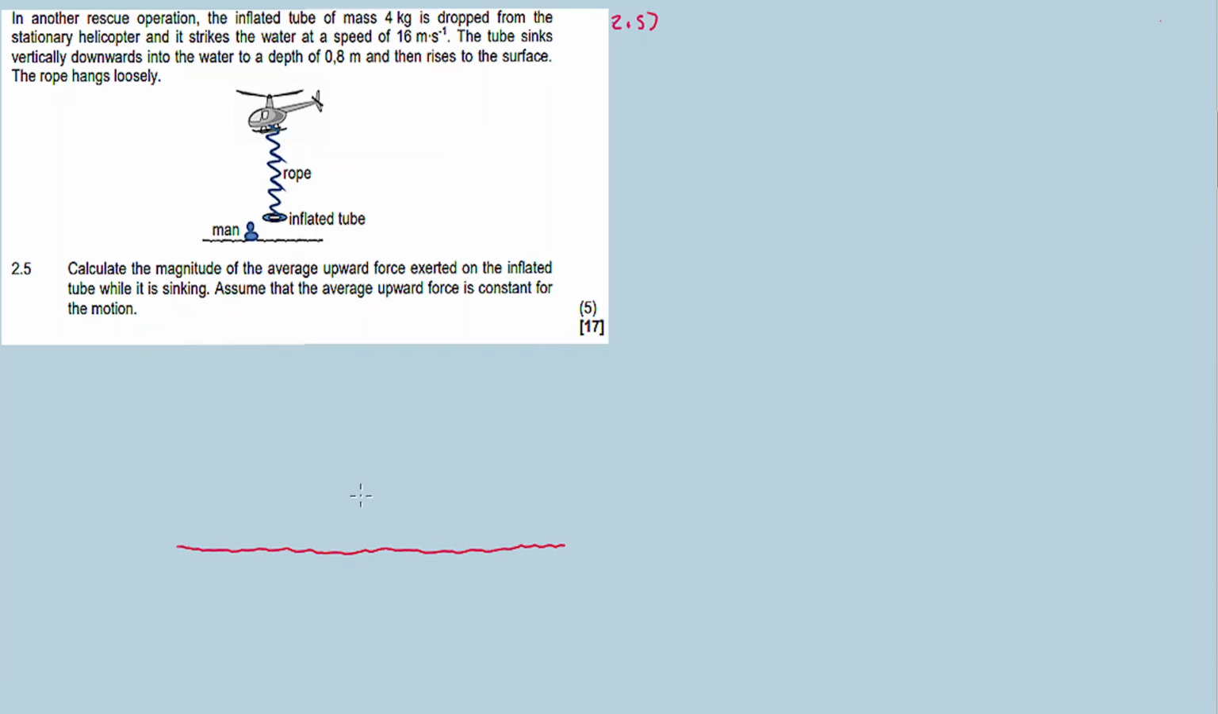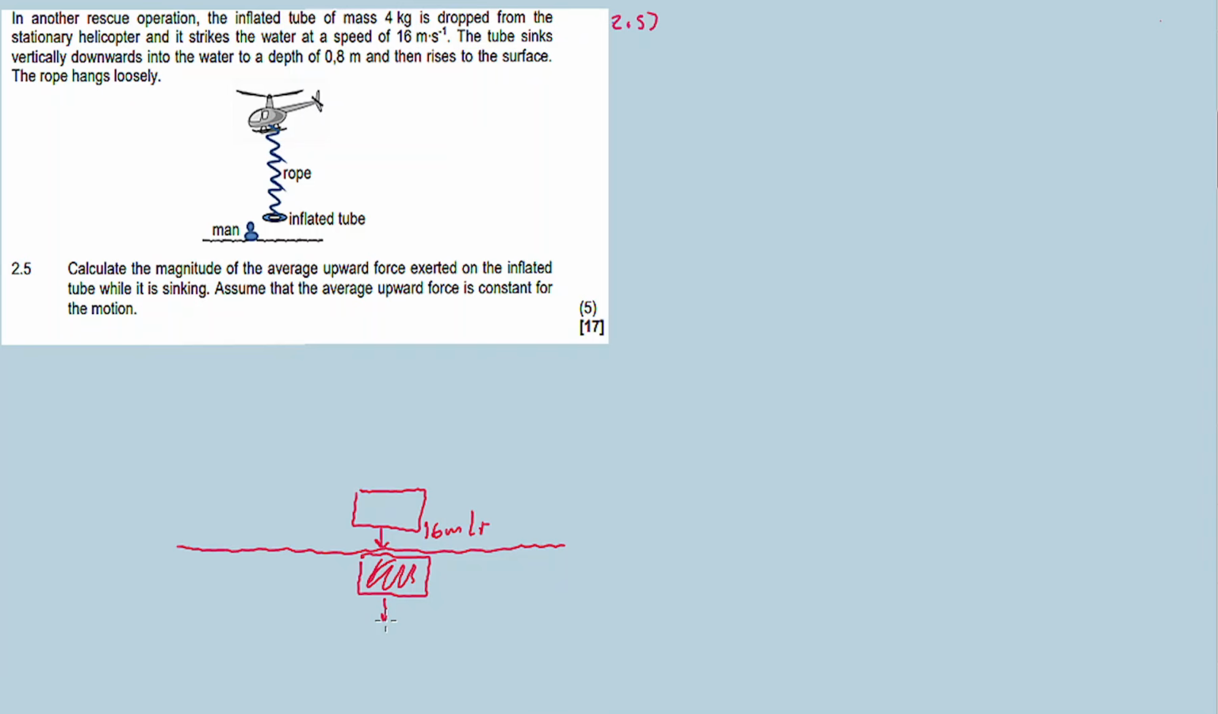Right? Now our tube, let's say the tube is sort of like a box. Now the tube strikes the water at 16 meters per second. Then it enters the water. Boom. It has entered, but it's still going down, right?